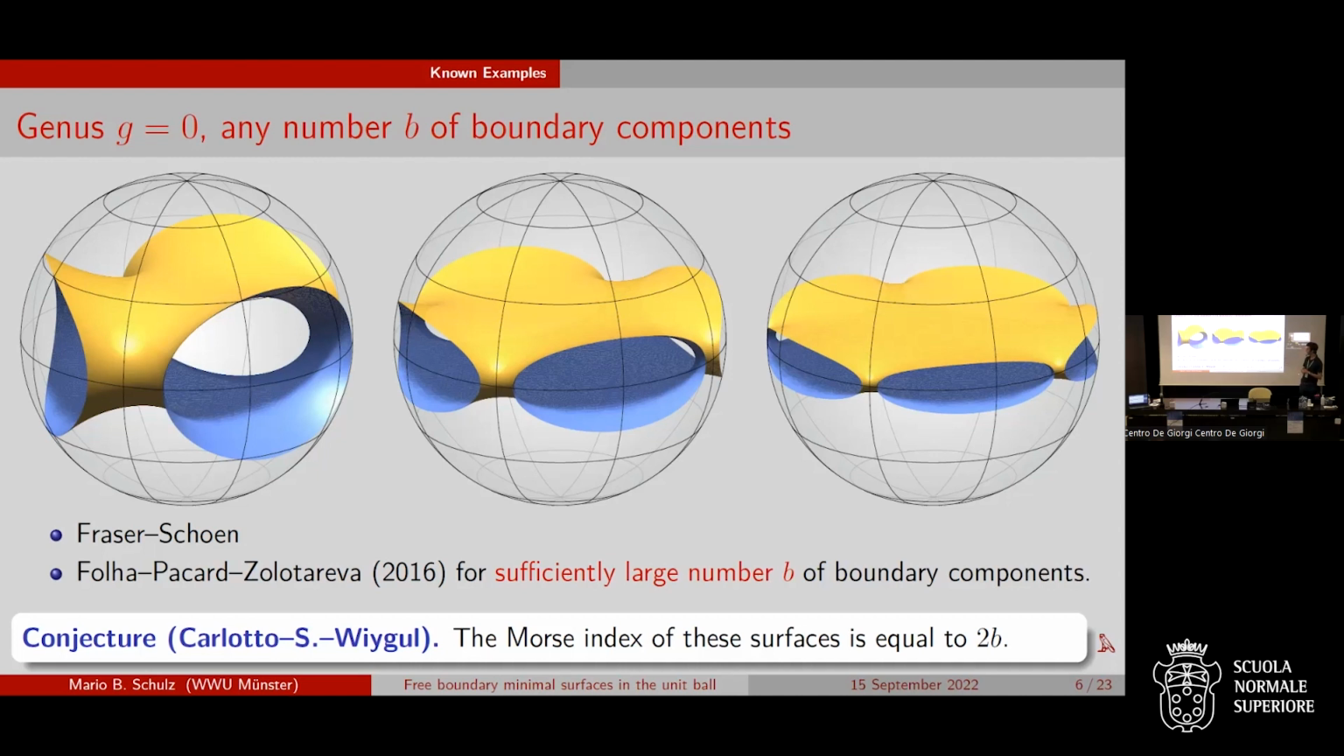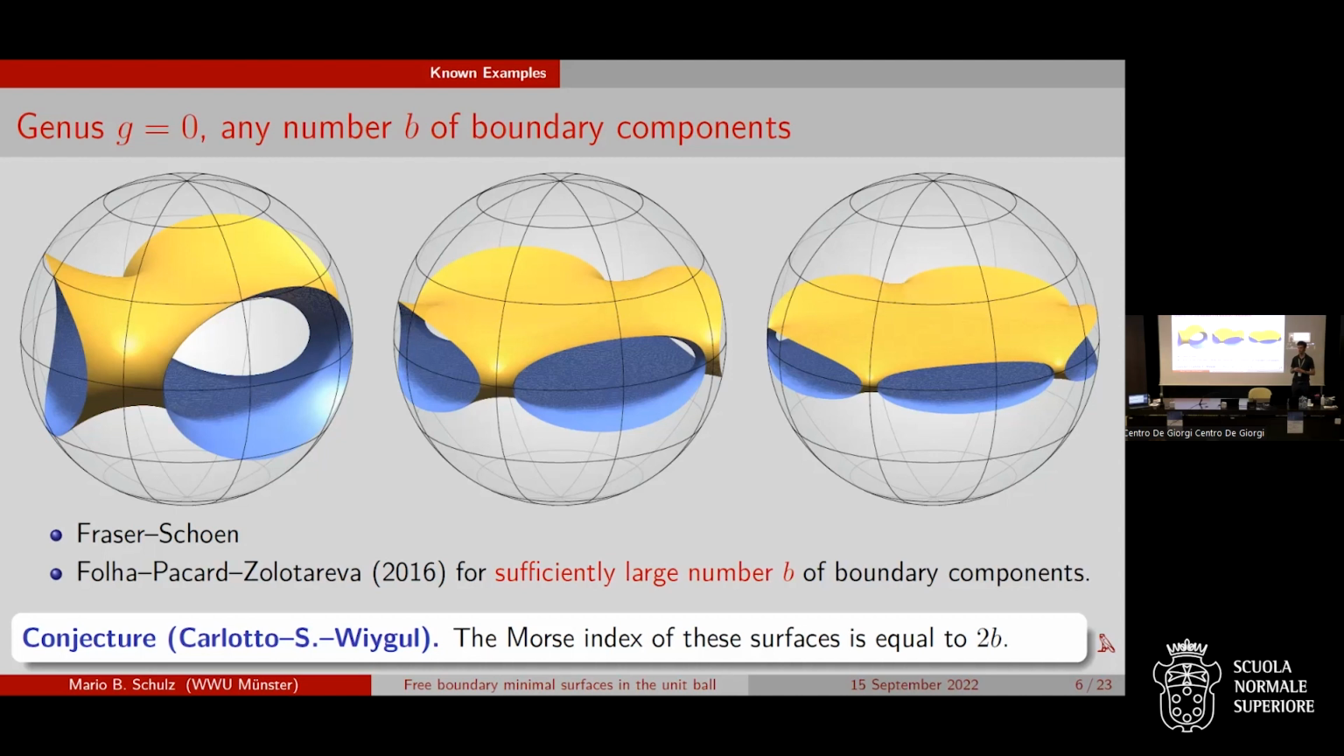Here I mentioned a conjecture in the recent work of Carlotto, myself, and Schulz about the Morse index of these surfaces. So I will not define the Morse index rigorously. Let me just tell you what it is in words, right? So let's recall these surfaces are critical points for the area, right? So this is like first derivative equal to 0. So let's make a second derivative test, right? Let's compute the second variation of area at these critical points. Okay, and then we get the stability operator, if you have seen it, right?